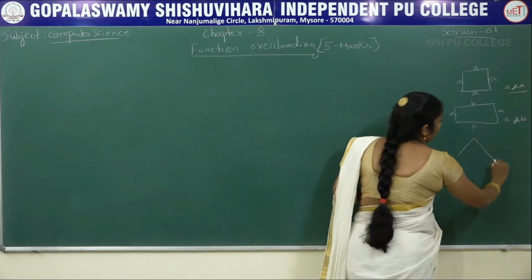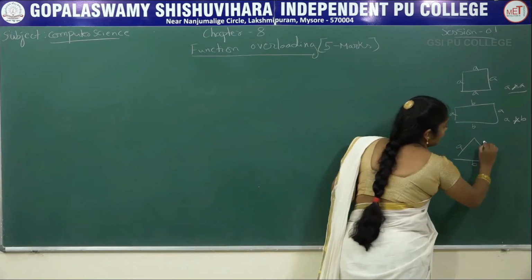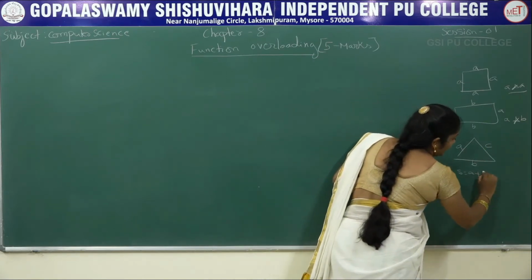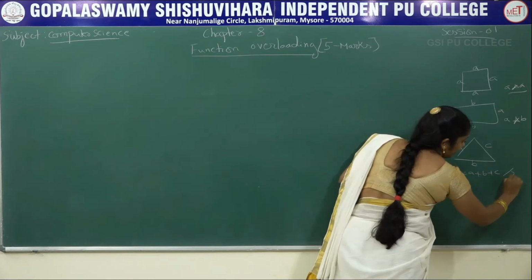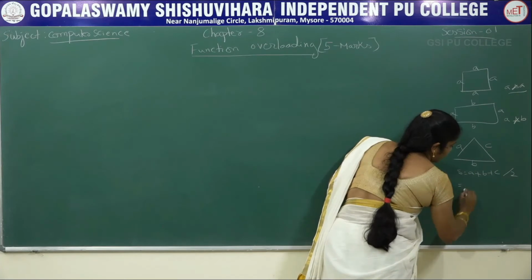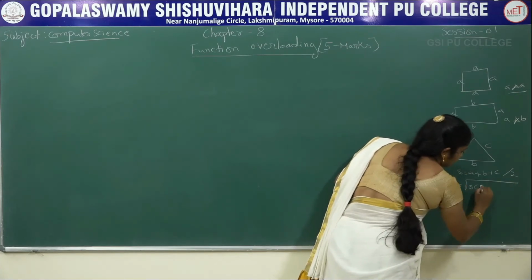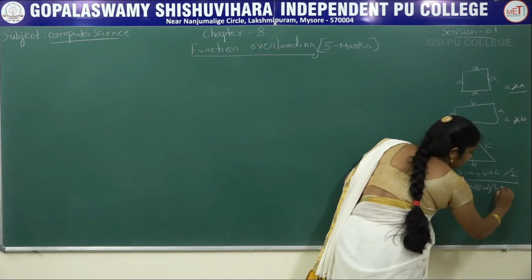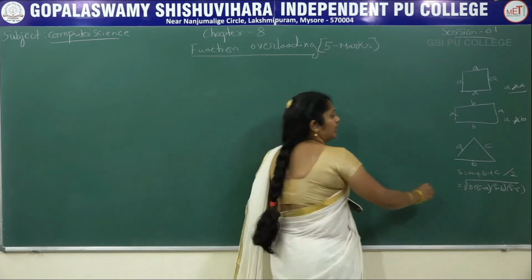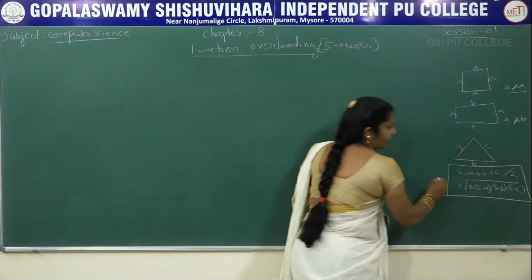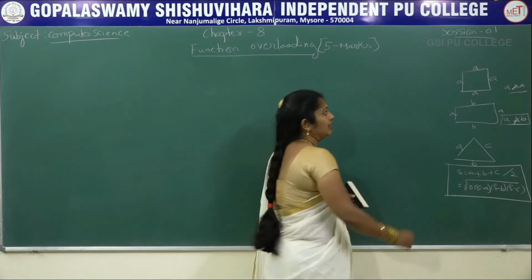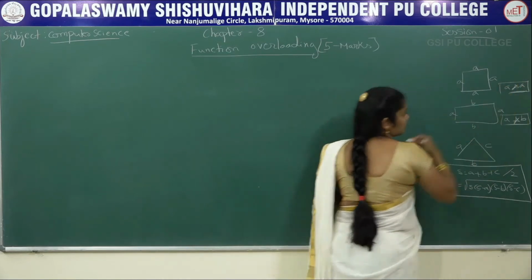If it is the area of a triangle ABC, then how to find it? First we have to find the side: S equals A plus B plus C, whole thing divided by 2. Then area equals square root of S into S minus A, S minus B, S minus C. This is the formula required to find the area of a triangle. This is the formula required for the area of a rectangle. This is the formula to find the area of a square.